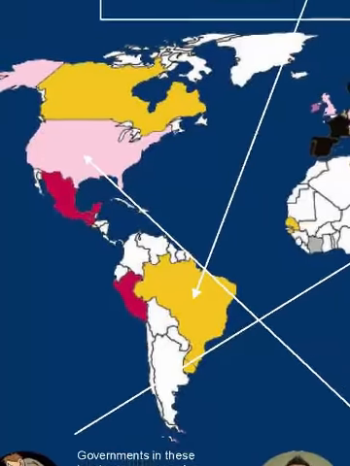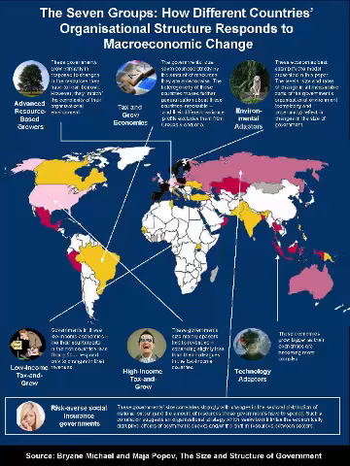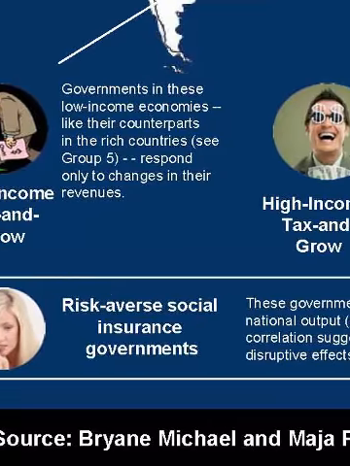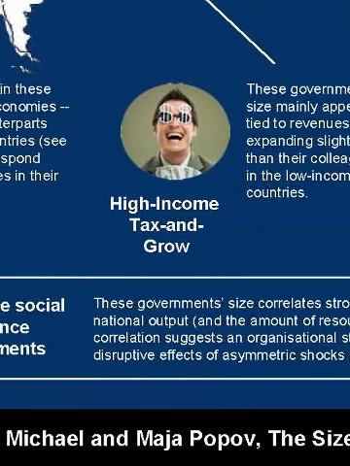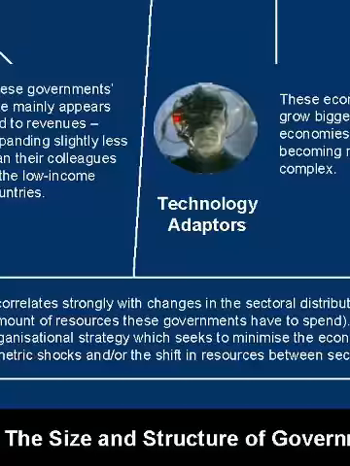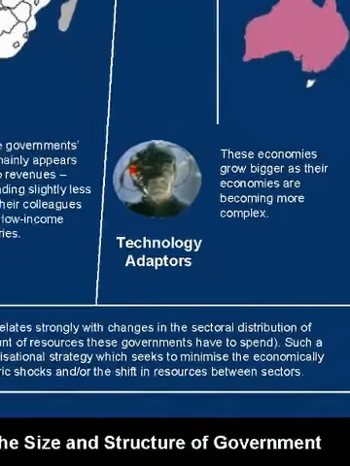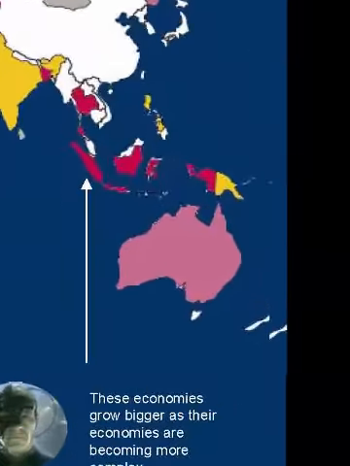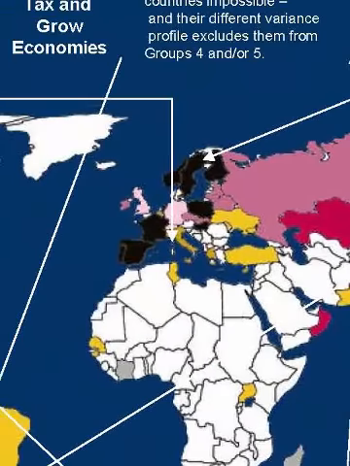Thailand. In the final group of countries, we label them as the risk-averse social insurance governments. We find that these governments' size correlates strongly with changes in the sectoral distribution of national output, and as such, this correlation suggests an organizational strategy which seeks to minimize economically disruptive effects of asymmetric shocks between sectors. Some members of this group include Australia, Belarus, Czech Republic, Ireland, Estonia, the Baltic Republics, Russian Federation, and Slovak Republic.